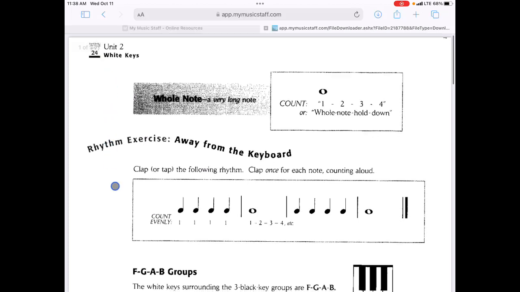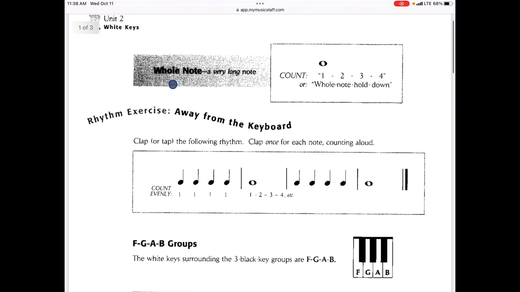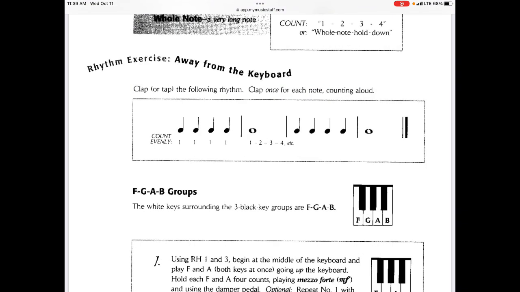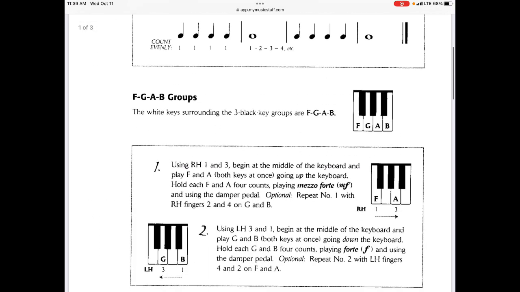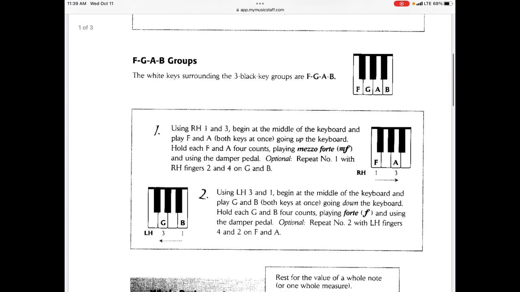At the top, you see that we have whole note, which is a very long note. Simply, if we were thinking about it in a time signature of 4/4, that would be 4 whole beats. Right? So a whole note just gets held for the 4 beats. Okay? We are going to be working with this next exercise on F, G, A, and B groups. So this is why we did our last assignment last week to understand where our keys were, because we are going to actually be moving up and down on our keyboard today.